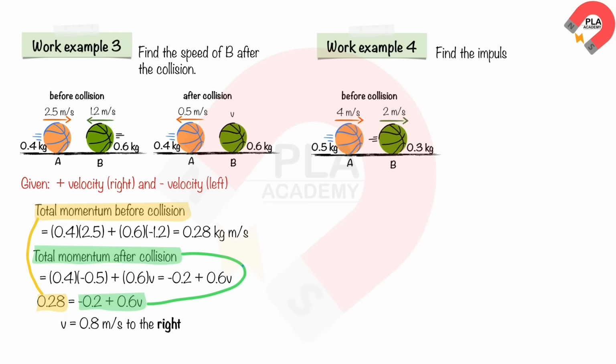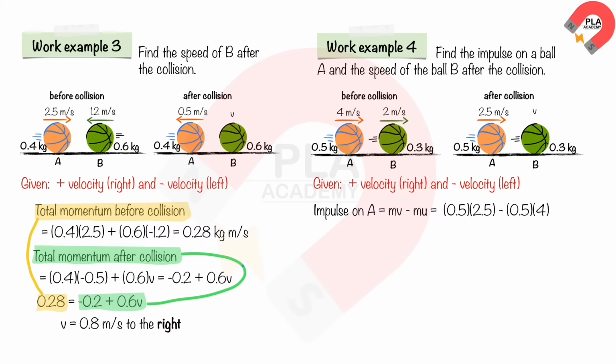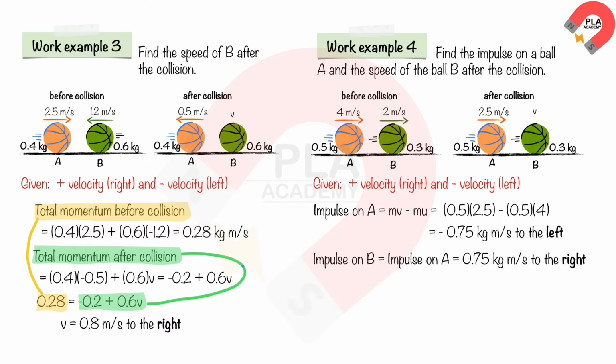Work example 4. Find the impulse on ball A and the speed of ball B after the collision. We are given the sign of velocity's direction: to the right is positive, and to the left is negative. Impulse on A equals mv minus mu. Substitute m equals 0.5, v equals 2.5 and u equals 4. The result is minus 0.75 kilogram meters per second, to the left.